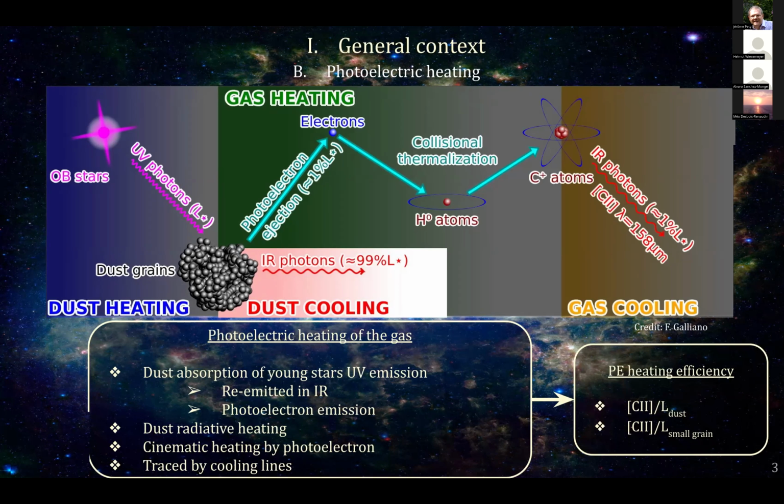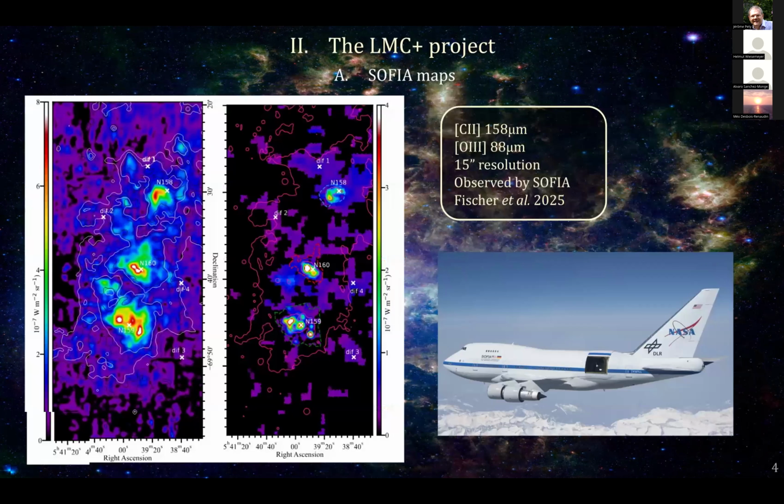So we also need a C+ map. My work is part of the LMC Plus project, which mapped the three star forming regions I mentioned earlier. And we are going to use the SOFIA map. So we have a C+ map here and an OIII map here, which we are not going to use. But these data are available, and if you're interested, you can look for Fisher et al.